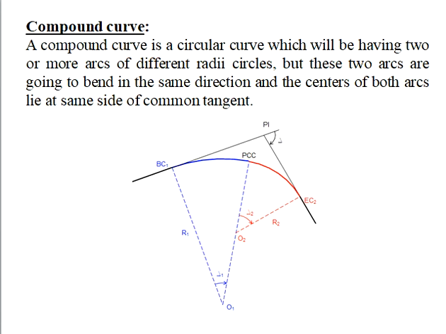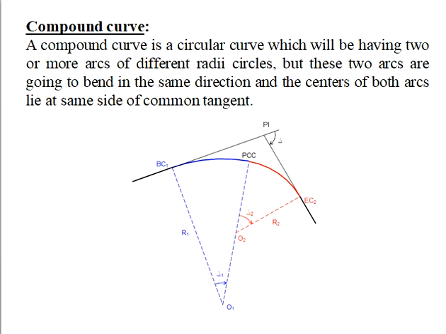Now we shall see theory of compound curve. In simple terms, a compound curve is a combination of two or more simple curves. So by this, the definition of compound curve is as follows. A compound curve is a circular curve which will be having two or more arcs of different radius circles.